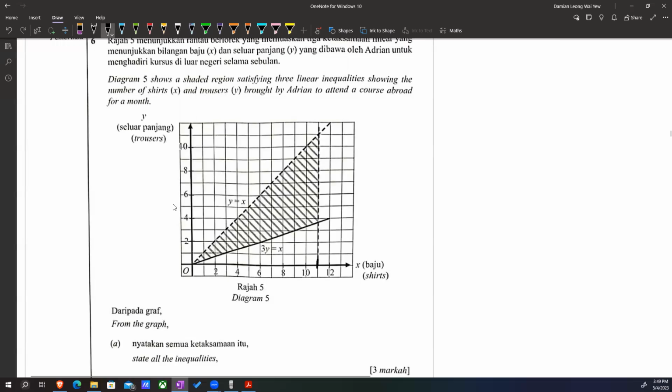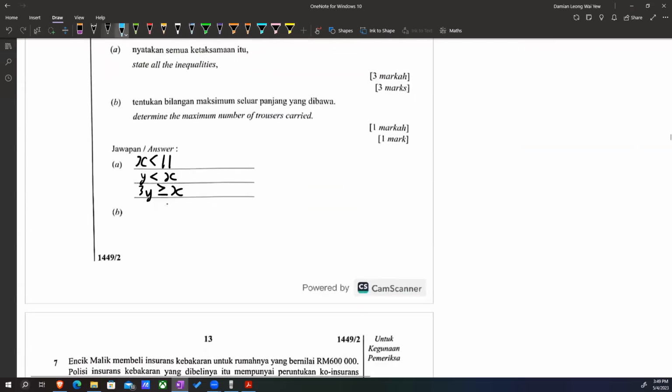It doesn't include here. Okay. It cannot be here also. It doesn't include. It can also not be here. Not here. Not here. So the highest it can be is this one, which gives you 9 trousers and 10 shirts. So the maximum number of trousers is actually 9.